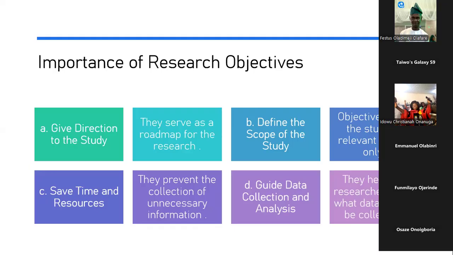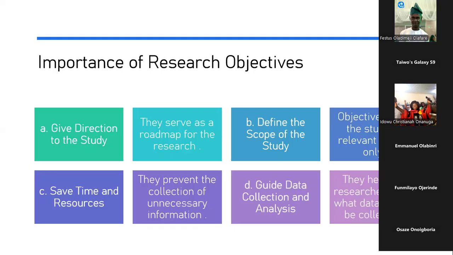So the next one is that research objective saves time and resources. If you already know what you want to achieve, then you will not be working on what is not useful for you. You will not be working on what your study is not all about. You focus all your resources, all your time and attention on those areas that you have limited your research to. So that is another importance of research objectives.